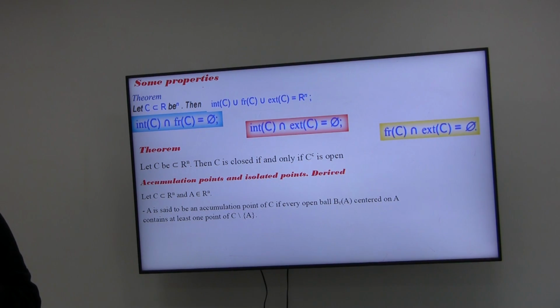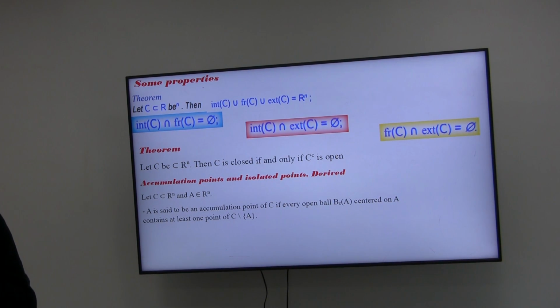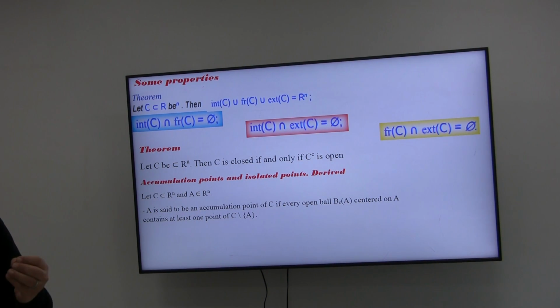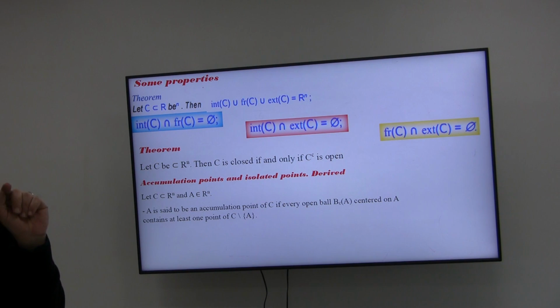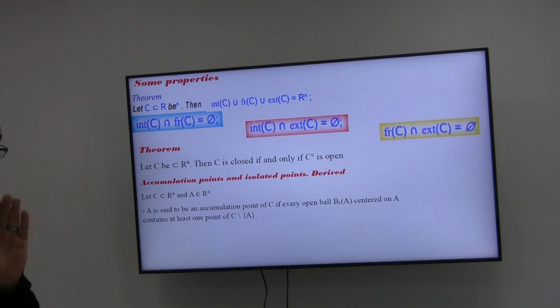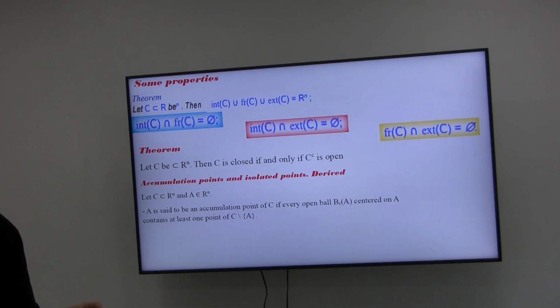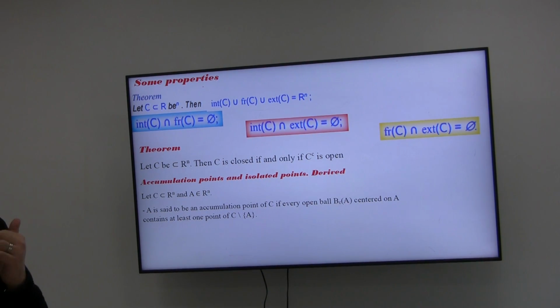Accumulation points, isolated points, and boundary points: those also are really very important. The accumulation point is the point at which you can find a limit. By the idea, sometimes the limit or the accumulation point doesn't belong to your set. And maybe your set contains a set of isolated points, as you will see.